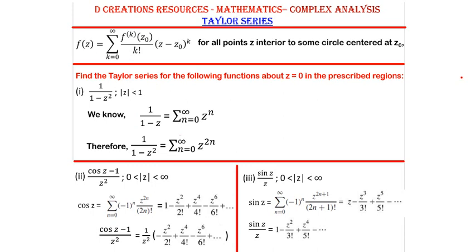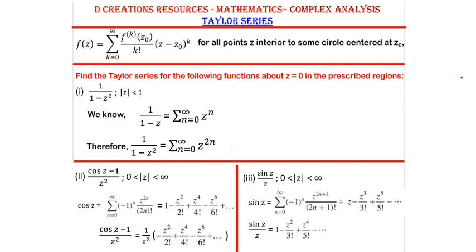Now there is a standard series pertaining to 1 upon 1 minus z, which is basically summation as n goes from 0 to infinity of z raised to n. So now if we have 1 upon 1 minus z square, instead of z, you need to substitute z square, and that leads you to the answer: summation n goes from 0 to infinity z raised to 2n.